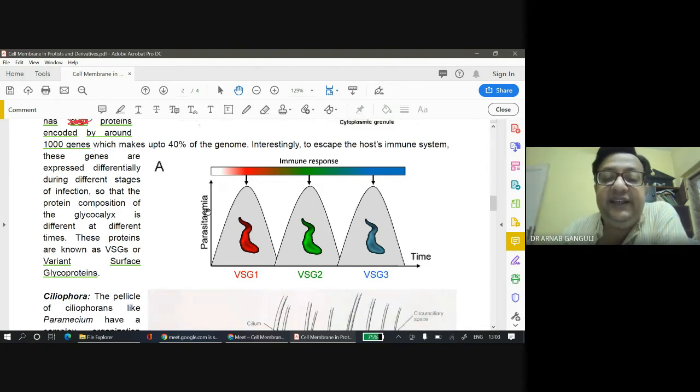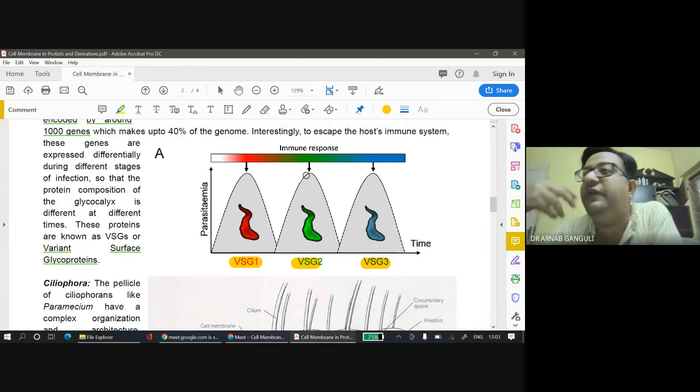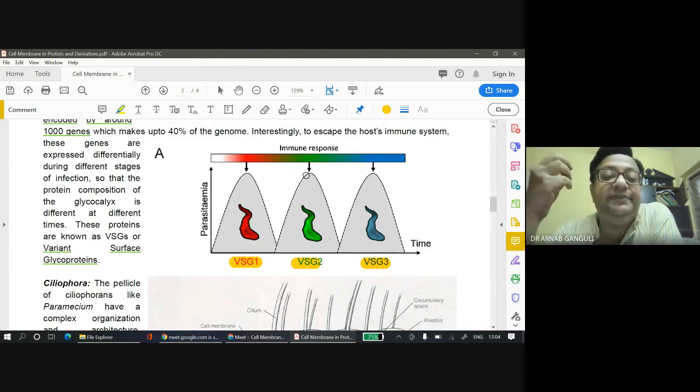You can see that the first set of variant surface glycoprotein is made, the immune response increases, and by the time it does, a second set is made. In the next step, a third set is made. So the parasite titer falls, and again a new set is made, and it increases again. So you can see that the immune system is always working, and there is always a conflict between the host and parasite. So all this in the glycocalyx, or cell membrane derivative, is how they escape the immune system.